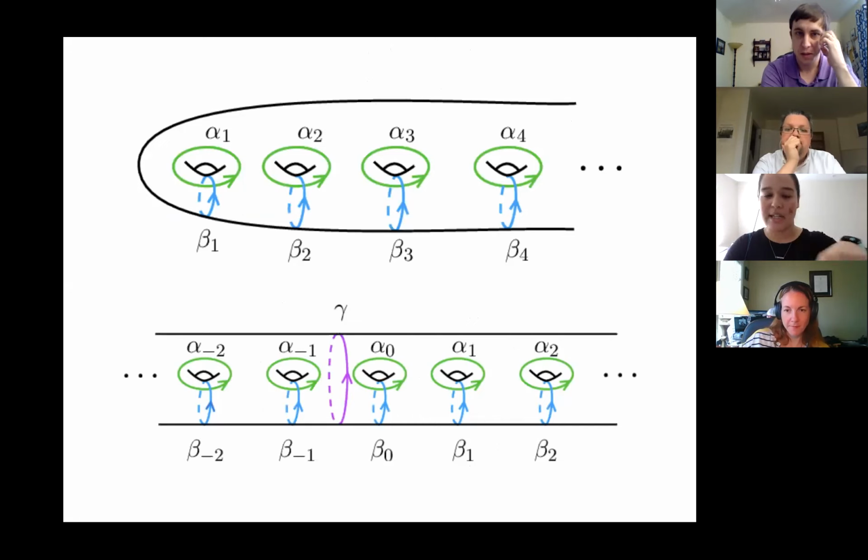So this is some more pictures. The one on the top, this is our honest to goodness Loch Ness monster. The one on the bottom is often called Jacob's ladder, or just an infinite ladder.